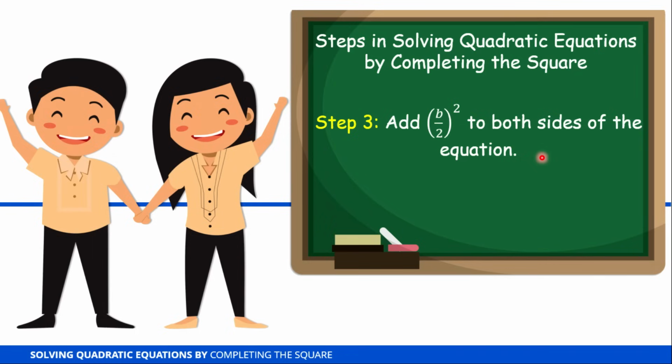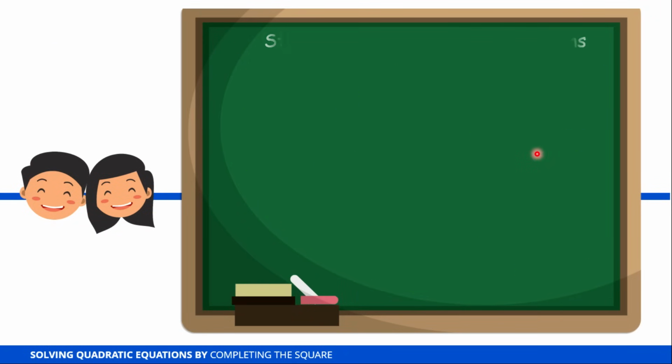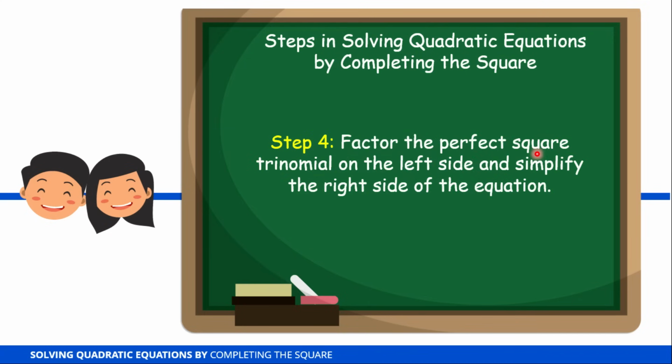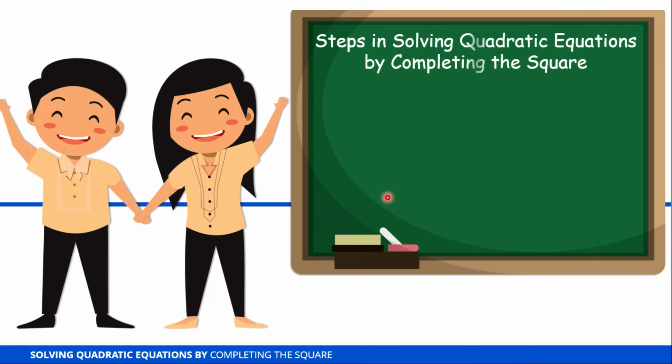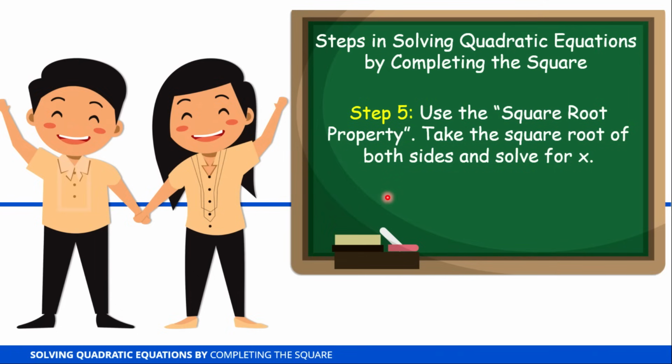Step number 3, we have to take half of b and i-square natin ito, tapos yun ang gagamitin nating pang-add on both sides of the equation. Step number 4, i-factor ang perfect square trinomial and simplify naman yung nasa right side. Step number 5, gamitin natin ang square root property. We have to take the square root of both sides of the equation and then solve for x.